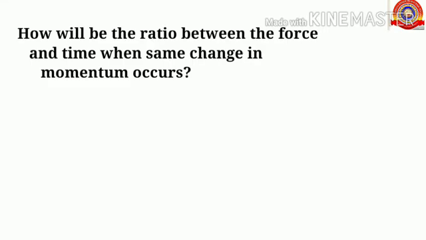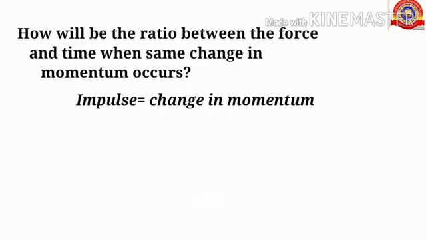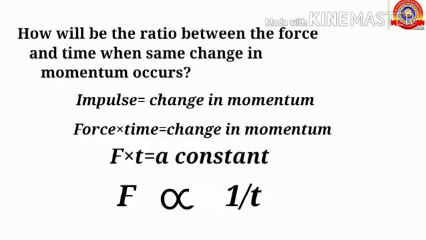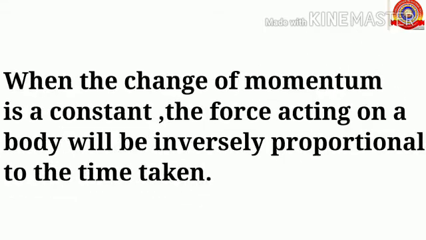The next one, how will be the ratio between the force and the time when the same change in momentum occurs? Okay. So we know impulse equals change in momentum, and force into time equals change in momentum. And we know F into t equals a constant. Then we can write it as F is directly proportional to 1 by t. That is, when the change of momentum is a constant, the force acting on a body will be inversely proportional to the time taken. Okay?